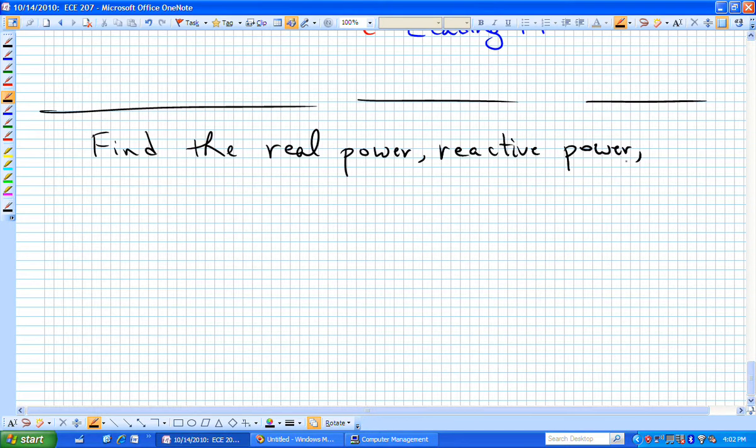So this is basically find the powers in terms of this question. I want you to find the real power, the apparent power, the reactive power, and the power factor given the following system.